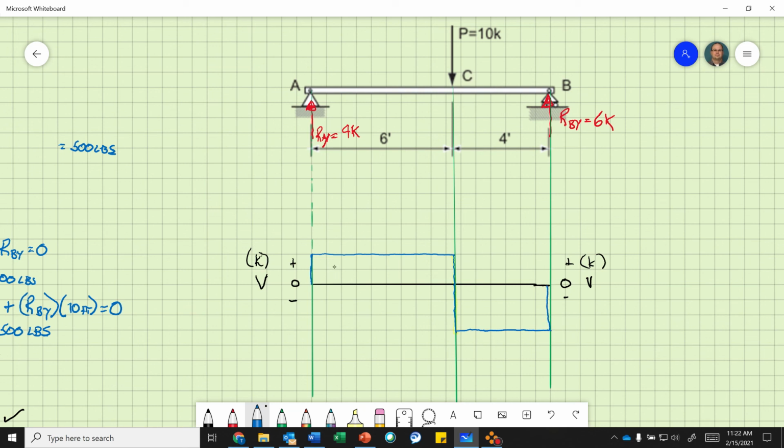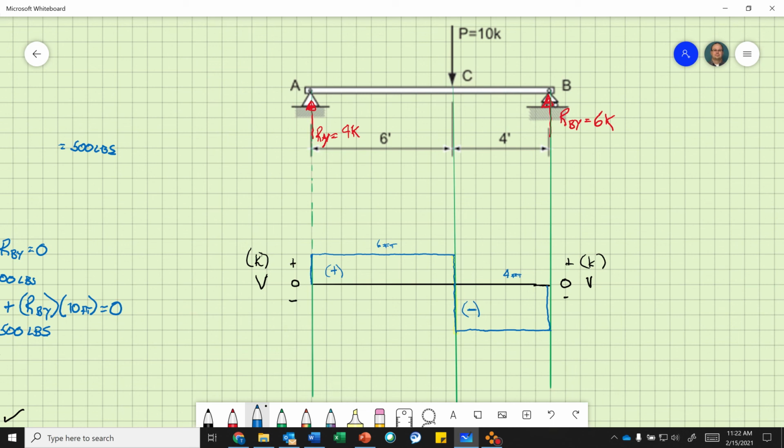Okay. So this is a positive area. This is a negative area. And then we know this distance is 6 feet. We know this distance is 4 feet. Okay. All right. So the key is at the end of your shear, it should go back to 0 in a simply supported beam. Okay. Now, if I have a reaction somewhere in the middle and I have that overhang, it still will go to 0, and be careful where your reactions are. Okay. So that is my shear diagram.